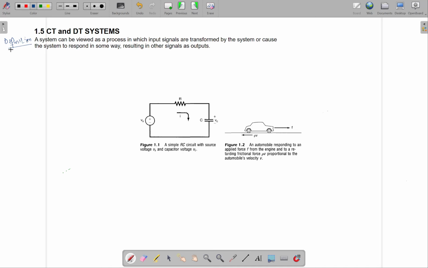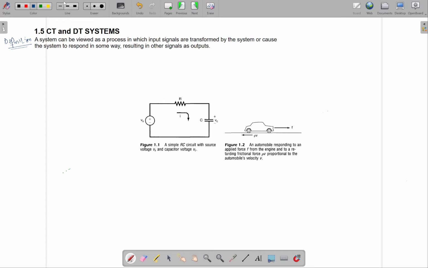A system can be regarded as a process in which the input signals are transformed by the system in some way, and they result in another signal which we call the output signal. The input signal is manipulated in some way, and what the system does depends upon the system components. Based upon the system components, your output signal is going to be a transformed signal of the input. And the transformation could be either linear or non-linear, depending upon what sort of operations you are performing.